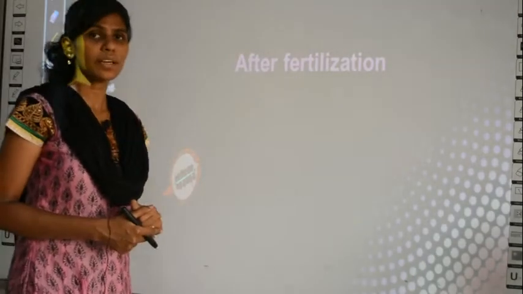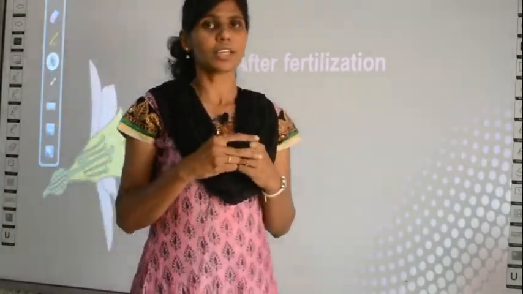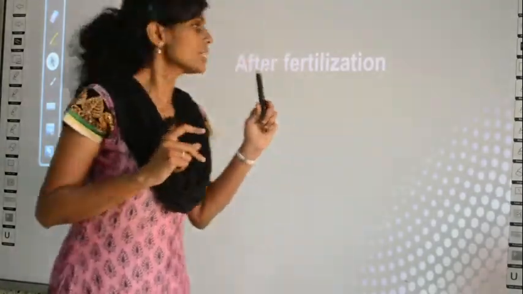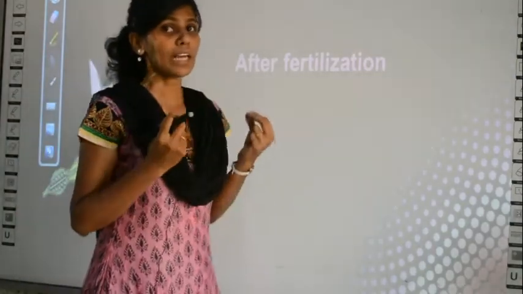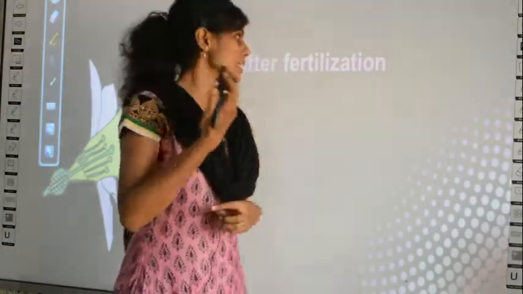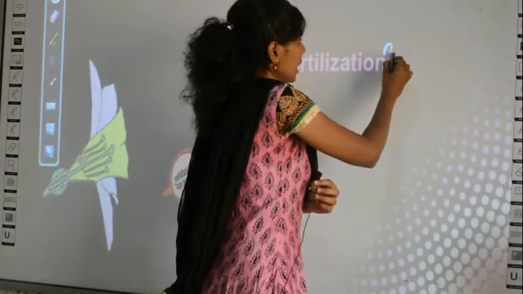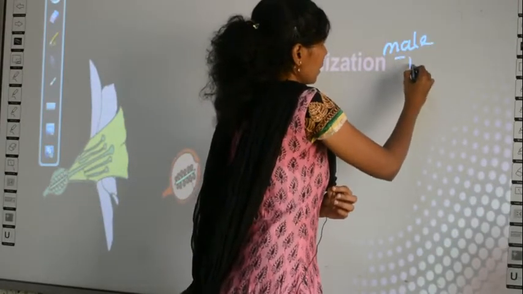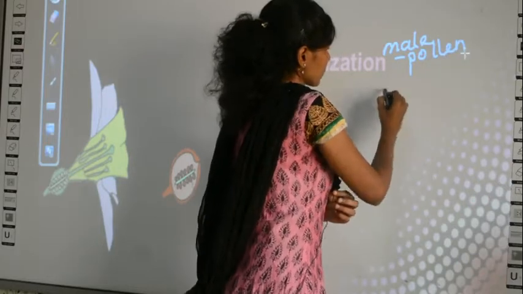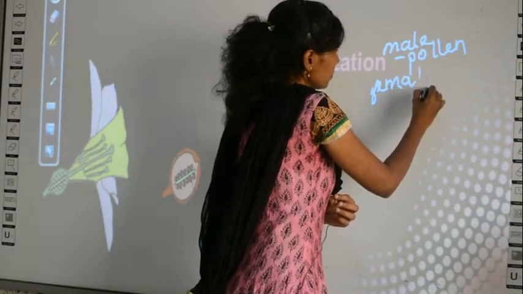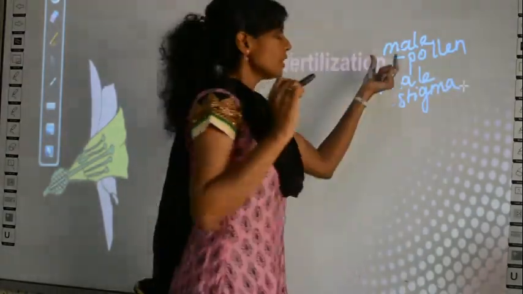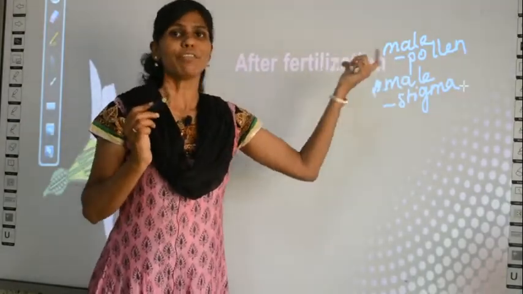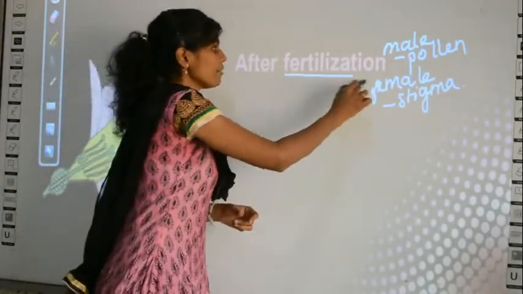So we have studied the detailed structure of a flower, right? After a process called fertilization. What is fertilization? In a flower you have male parts and female parts. We have studied, right? You have pollen grains as well as stigma. The male part is pollen and the female part is stigma. Male is pollen. Female is stigma. So in a flower, the male and female portions fuse together, and that process is called fertilization.